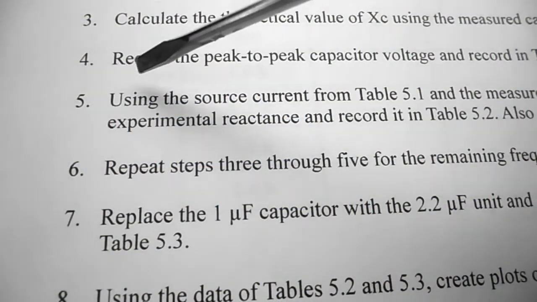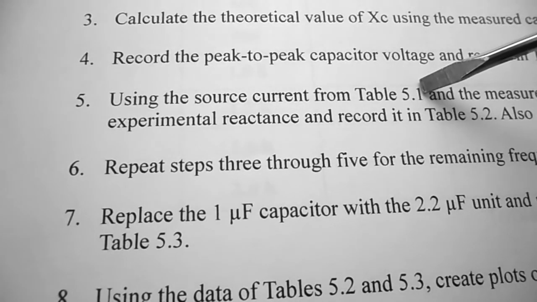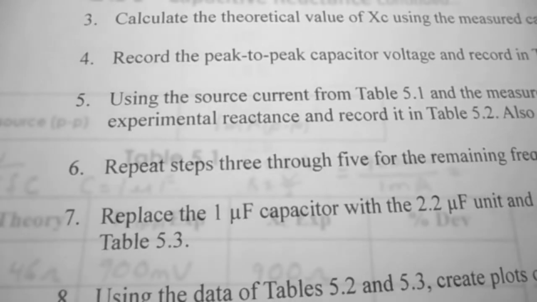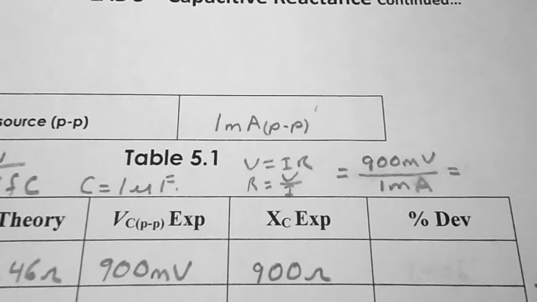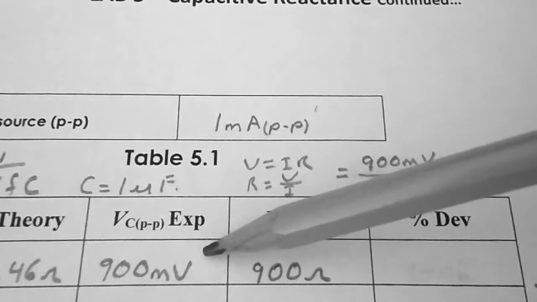So under procedure, step 5, using the source current from table 5.1 and the measured capacitor voltage, determine the experimental reactance and record it in table 5.2. Also compute and record the deviation. So in table 5.2, I've recorded 900 millivolts.